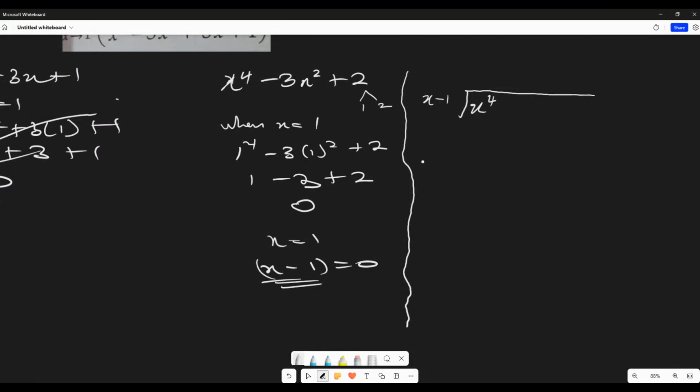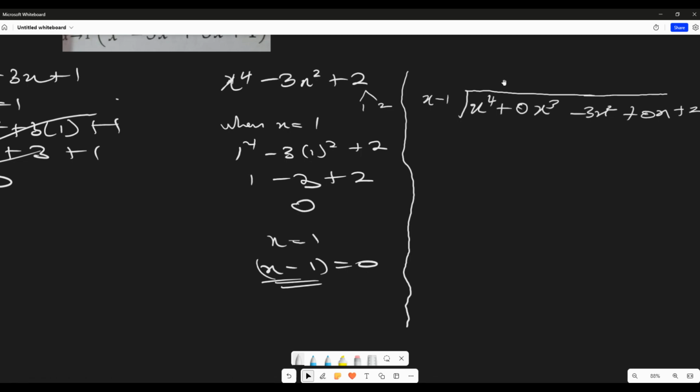So let's write the expression here. x raised to the power 4 plus 0x cubed. I want to write the expression in descending powers of x. So we don't have x cubed, and that's why I'm replacing that gap with 0x cubed. Then minus 3x squared, then plus 0x. We don't have a term in x, so I'm also replacing that gap with 0x. Then plus 2.